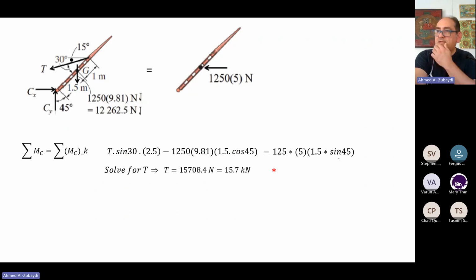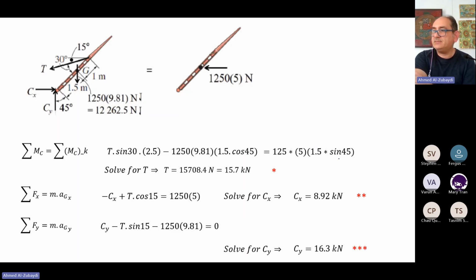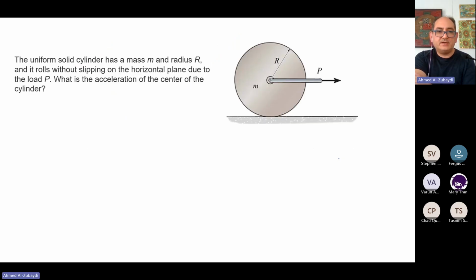Okay. Now we're going to go to the forces to the x-axis. I'll solve for the Cx. Go to the forces to the y-axis. I will solve for the Cy. Now, in this question, I didn't actually put any answer because that's something we've done earlier.